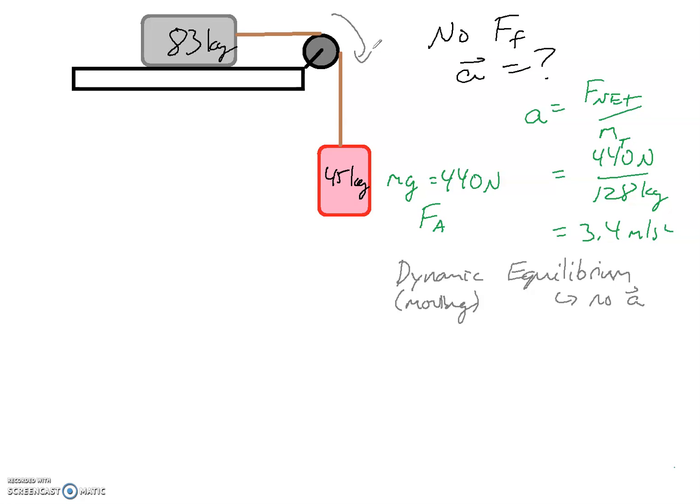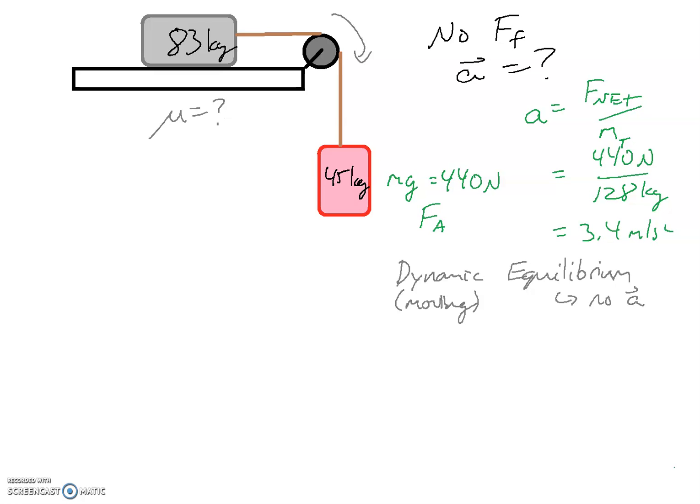There's also static equilibrium, which means it would be at rest and not moving. But this one is moving at a constant speed, not accelerating. So that means we must have something slowing it down. And the only thing that would, of course, slow it down would be some friction. So now we've incorporated some friction up here with the top box. Let's see if we can find the coefficient of friction that would allow us to have dynamic equilibrium.